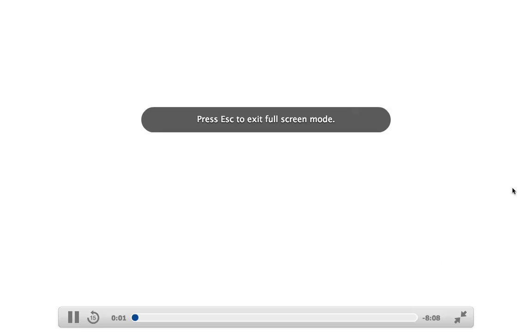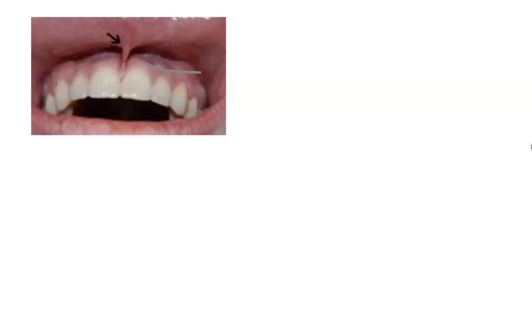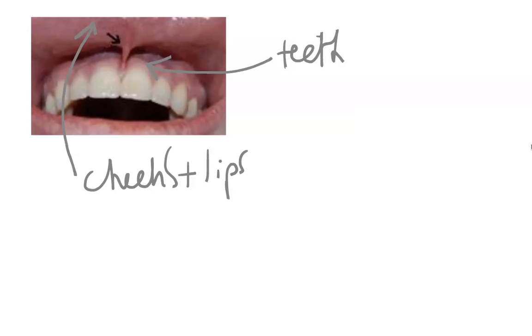The mouth consists of two parts. Firstly, the vestibule refers to the area between the teeth and the mucosal inner lining of the cheeks and lips. So this goes right around the mouth on all aspects around the edge apart from the posterior.